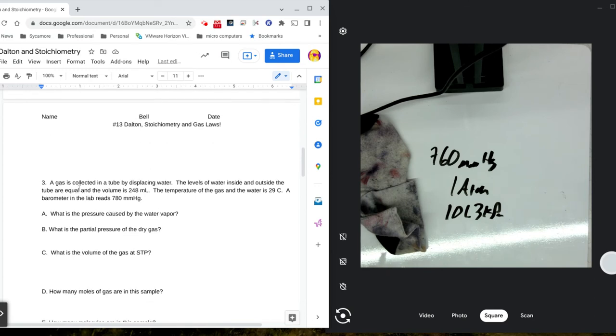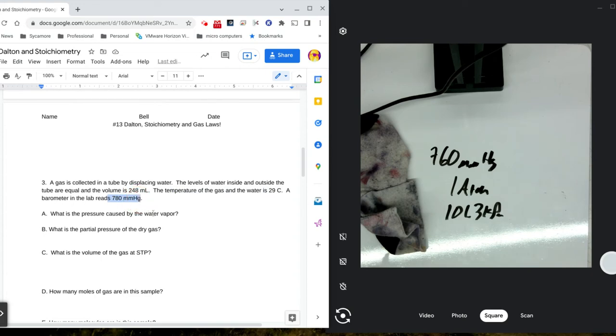Okay, moving right along. A gas is collected by displacing it over water. That's a key. Levels of water inside and outside are equal. You've got a volume of gas, the temperature of the water. We can assume the temperature of the water and the gas is the same. So we've got that. And we have a pressure.